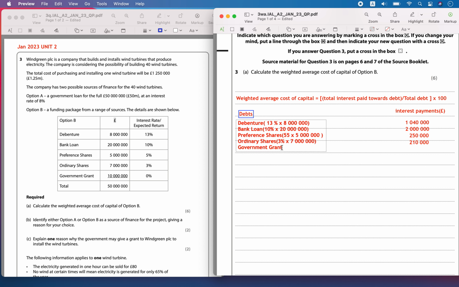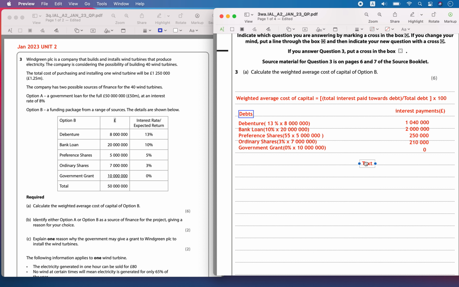Then the government grant is going to be 0% on the 10 million grant, which means they don't have any interest repayments towards this, so the interest payment is going to be 0.